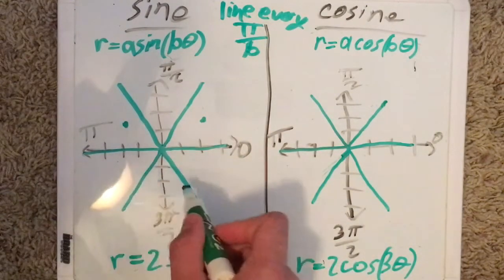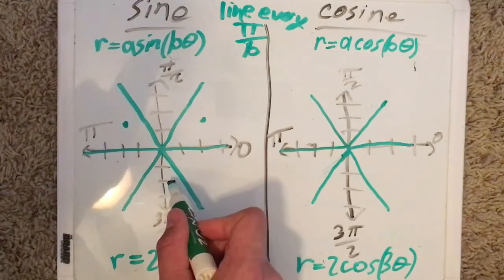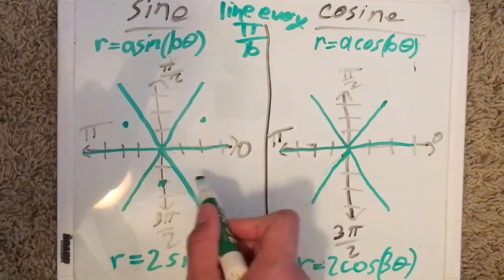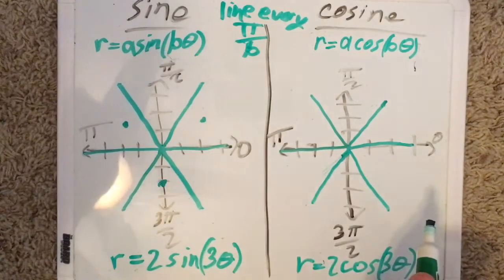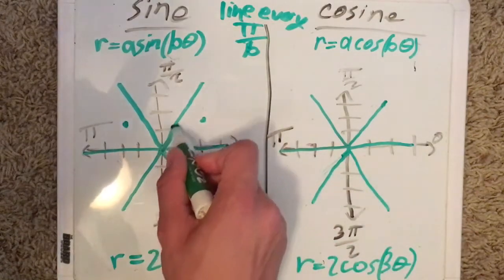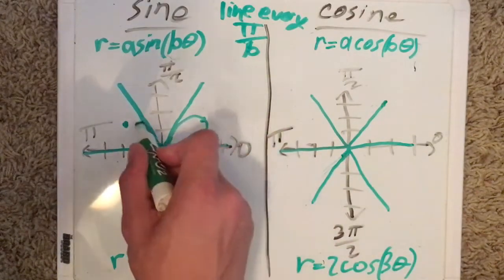draw a point 2 out there, skip a sector, and draw a point and skip a sector. And you're just going to make rose petals in there.